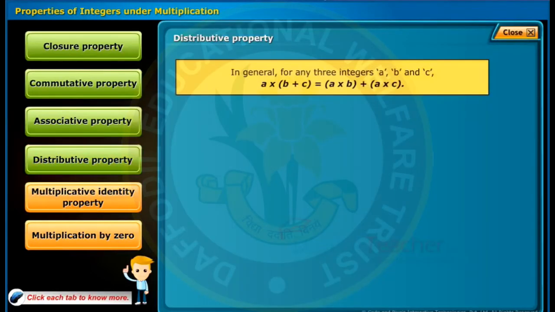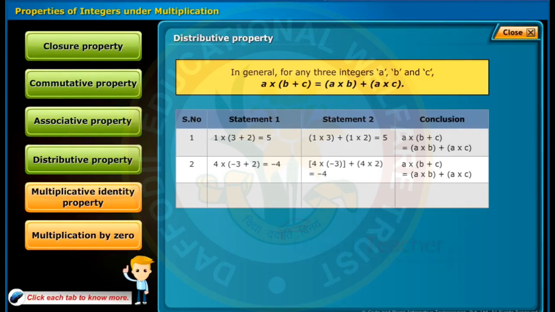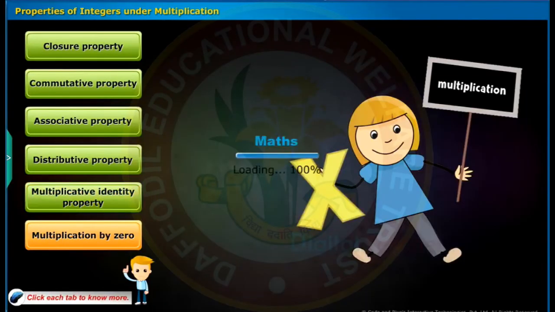Distributive property defines for any three integers a, b and c. In first statement, 1 into 3 plus 2 is equal to 5, and in second statement, 1 into 3 plus 1 into 2 is equal to 5, and it concludes that a into b plus c is equal to a into b plus a into c. Same for second and third statements.